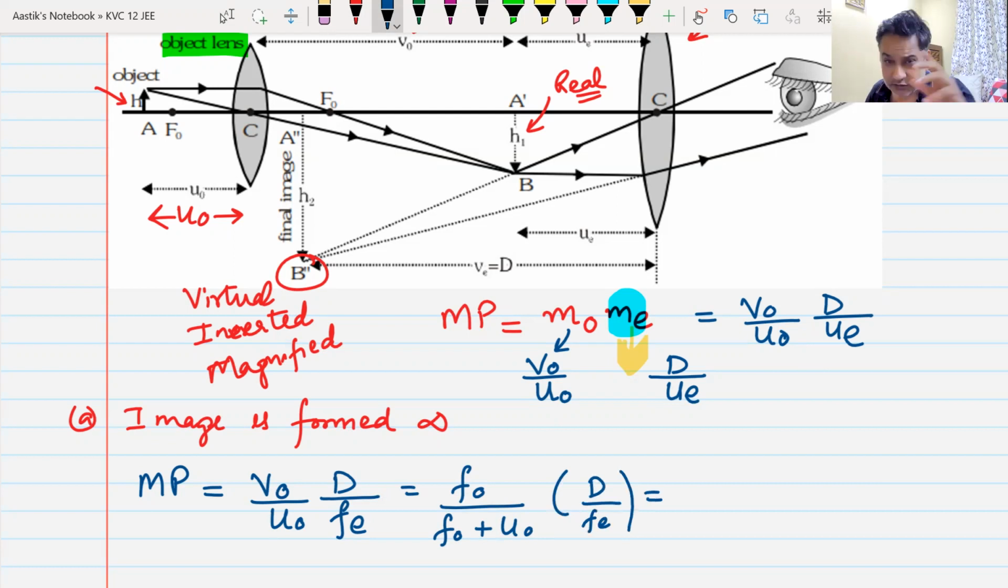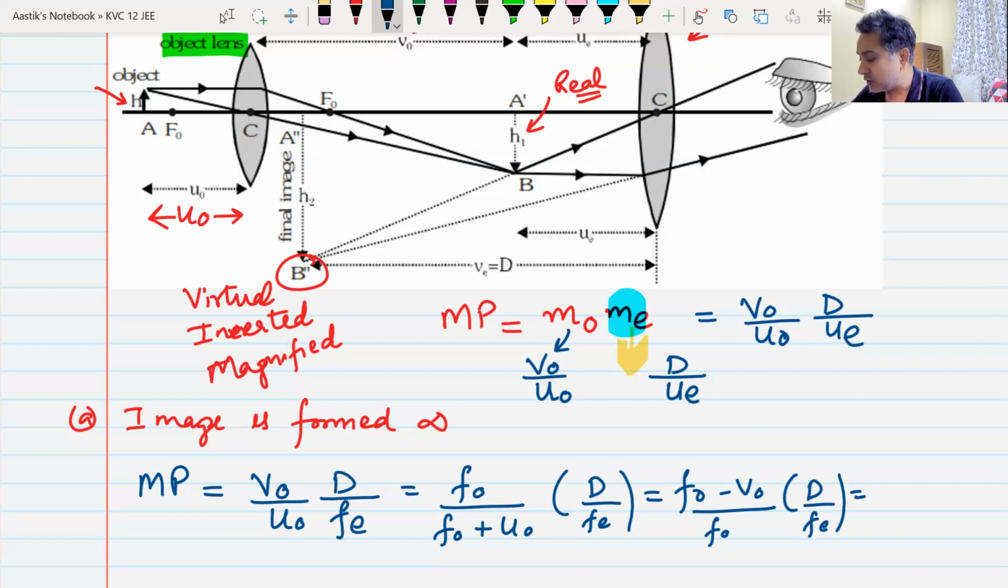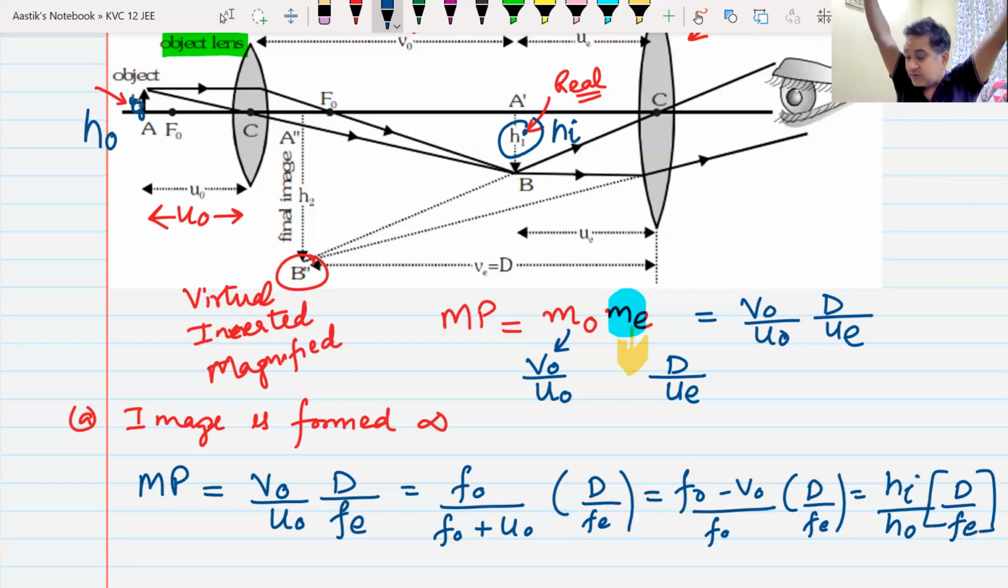Or I can also write it as FO minus VO divided by FO into D by FE. The more ways you remember it, the better you are going to be. You can also write it in terms of H. Let us say this is HO, this is HI. So I can also write it as HI divided by HO into D by FE. Do we understand this, my friends? Please raise your hand so that I understand that.